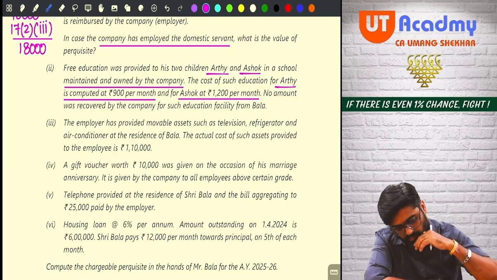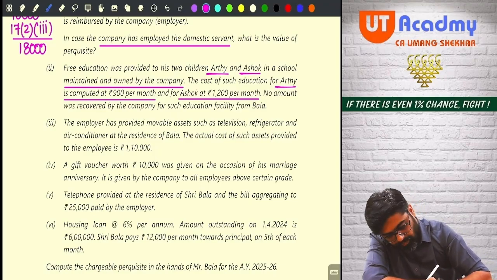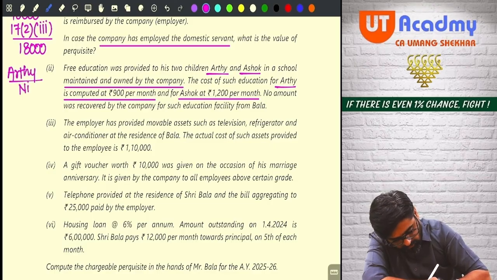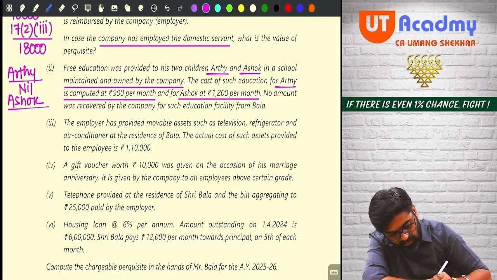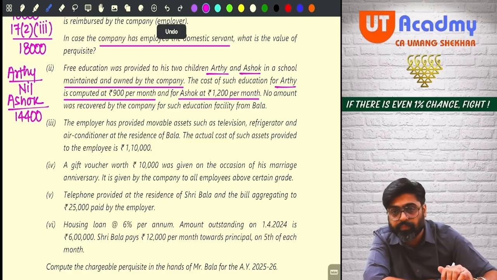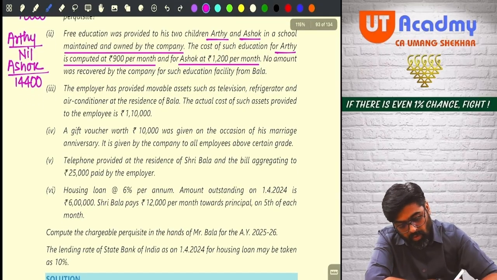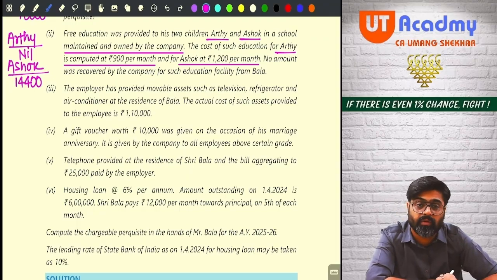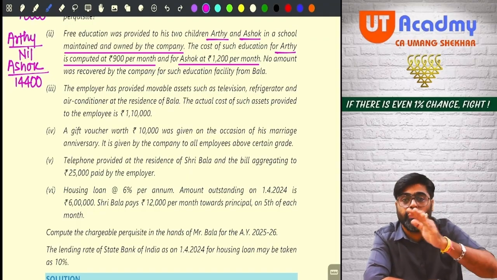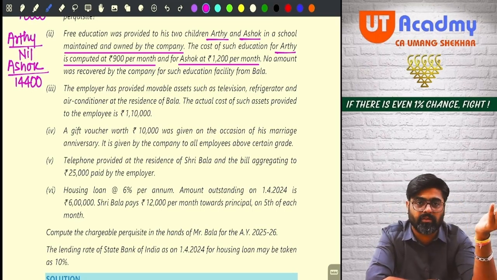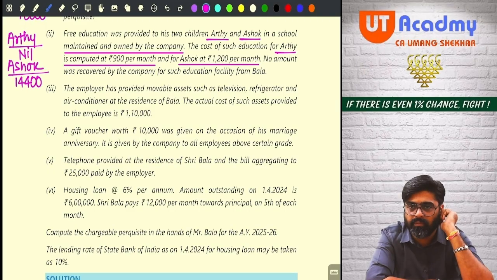Got it? So here how much will be taxable? Come on, tell me. For Aarti, nothing will be taxable. And for the educational facility given to Ashok, 1,200 into 12 will be 14,400. That will be taxable. Got it, sir? Everyone, sir? Should I move ahead? Okay. Now, no amount was recovered by the company for such educational facility from Bala. If amount was recovered, I would have reduced that amount out of the taxable amount. If nothing is recovered, then the entire amount is taxable. Got it, no? Next one.